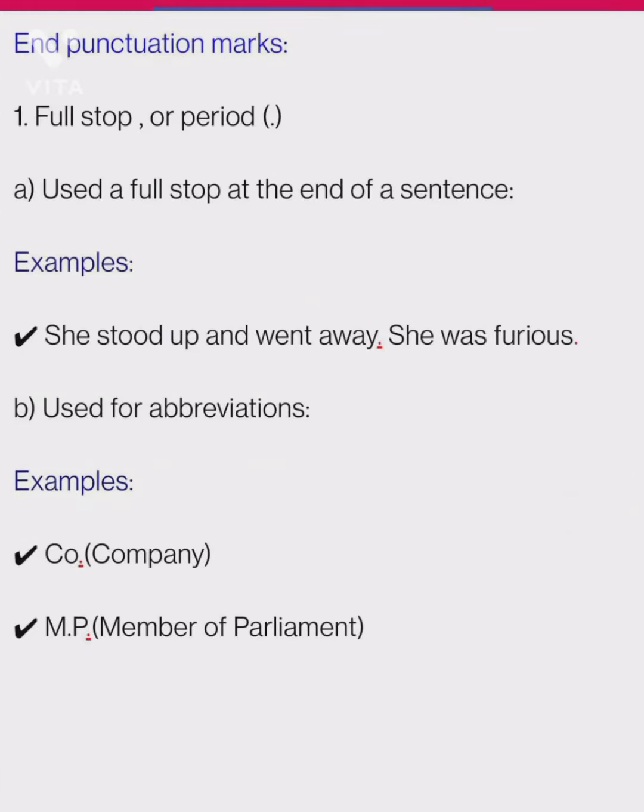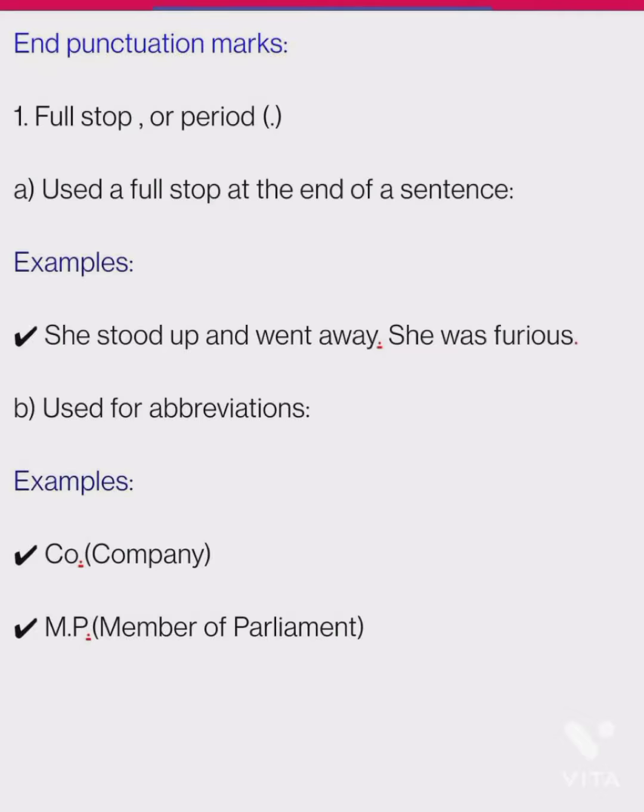So ending punctuation marks: full stop, or a period, dot. It is used as a full stop at the end of a sentence. Full stop is used at the end of sentences. Quickly, let's see the example. "She stood up and went away. She was furious." Here, "she stood up and went away" has a dot, that is a full stop, and "she was furious." Here the dot is mentioned in red color, that is also a full stop.